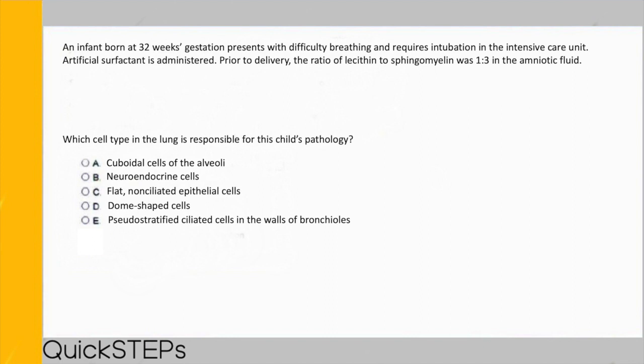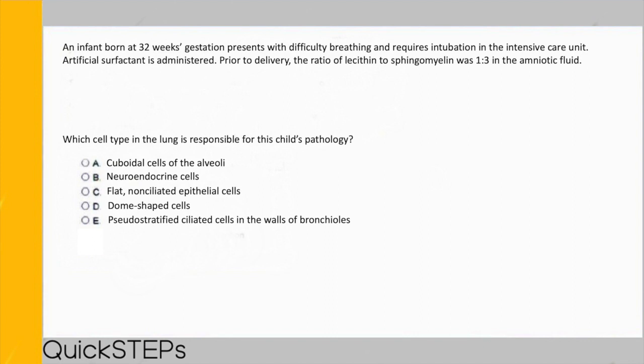Any sort of premature infant, you want to be a little bit cautious of the levels of surfactant. That's why this child received artificial surfactant, because presumably it wasn't producing enough surfactant to be viable. And this is further evidenced by the ratio of lecithin to sphingomyelin, which a mature lung that's producing enough surfactant would have a 2-to-1 ratio.